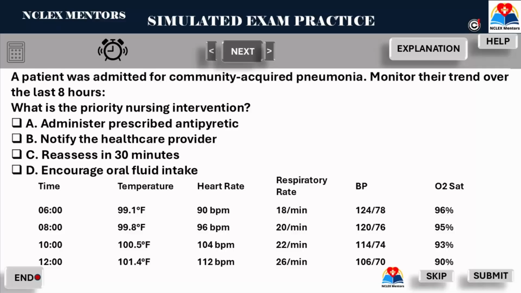Final tip, when you see a table, don't panic. Just talk yourself through it out loud like a nurse would. Okay, heart rate's rising. Temp's creeping up. Blood pressure's dipping a little. O2 sat slipping. What's going on here? You don't need to memorize every lab. Just recognize when the body is quietly crashing.